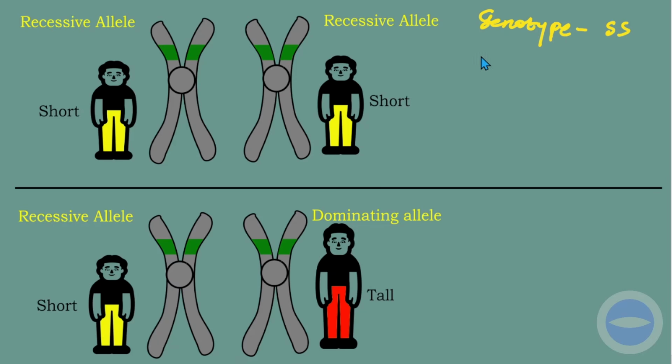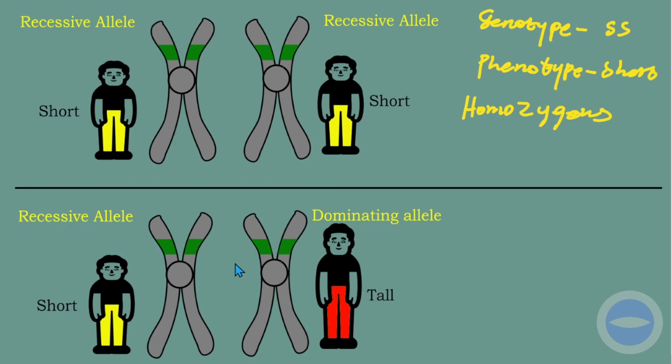And then phenotype. For phenotype, if they are all recessive, what we will see is someone who is short. Because nothing is dominating, so we will see someone who is short. And then is it heterozygous or homozygous? It's homozygous because it's small s and small s. So this situation here is homozygous.